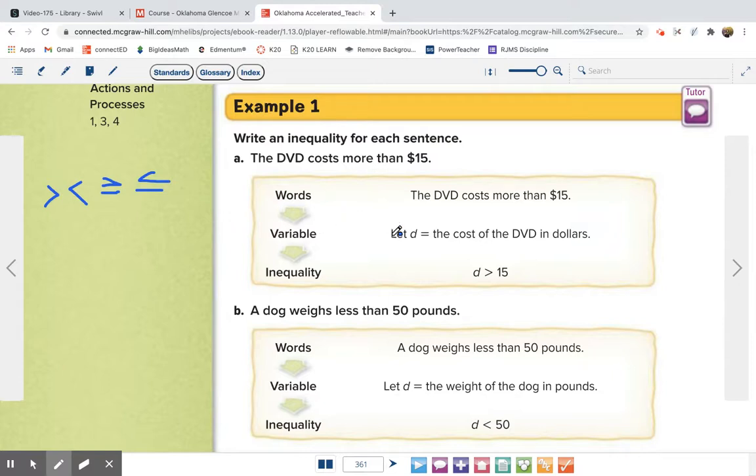So on this first example, it says the DVD cost more than $15. So for the DVD, they said just use D. If it costs more than $15, it would be greater than 15. That would be your answer for that. We're just setting it up. This next example, a dog weighs less than 50 pounds. So D is less than 50.